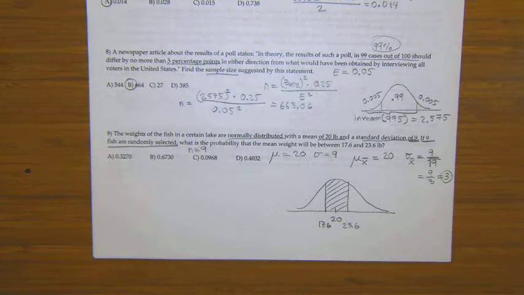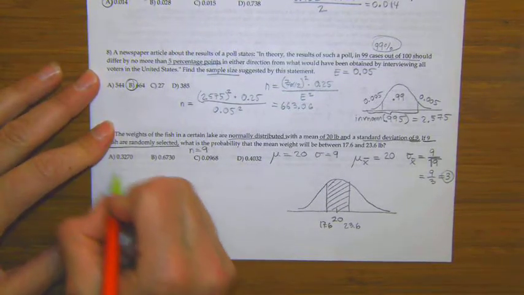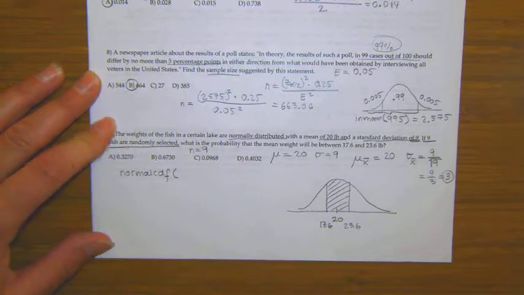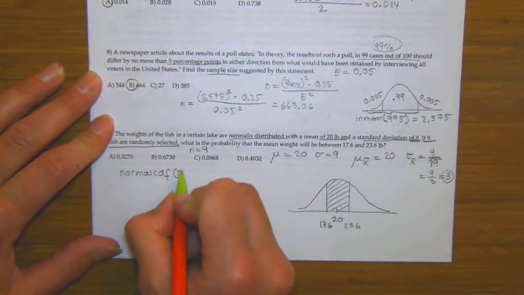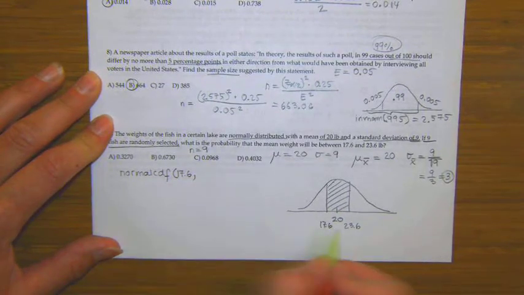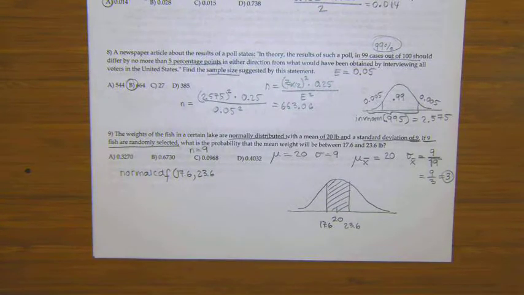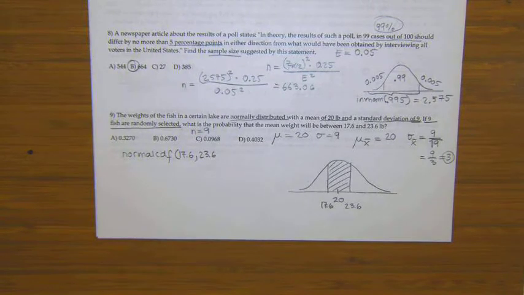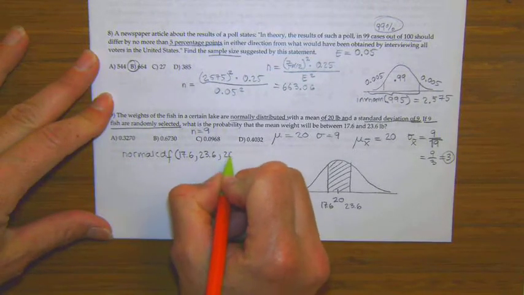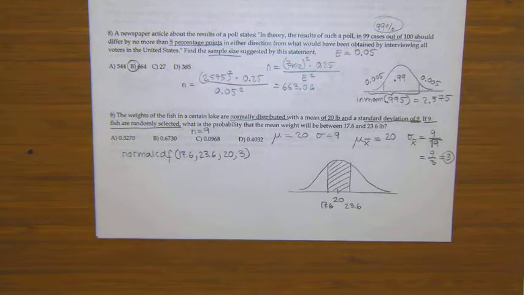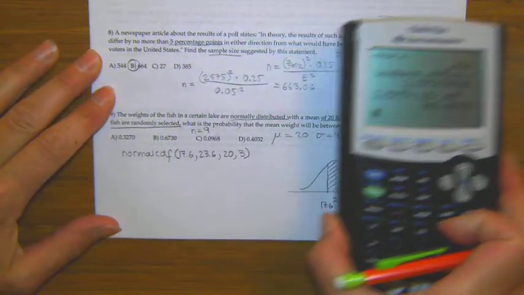So we have two x values. We're trying to find an area, which means we're going to use the normal CDF. We put in our lower x value, which is 17.6, and our upper x value, 23.6. So this time it's not an area to the right or to the left. This time it's an area between two values. So we just put the lower and the upper value there. And then we put in the mean and the standard deviation, which is our smaller standard deviation of 3. And then we calculate that area.